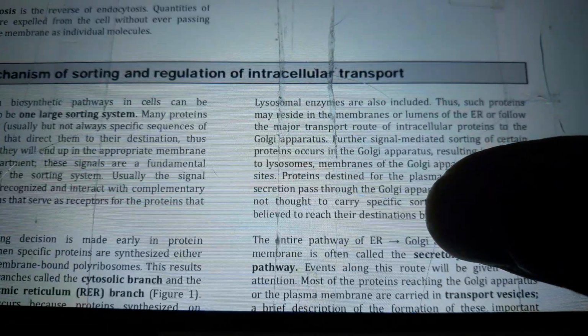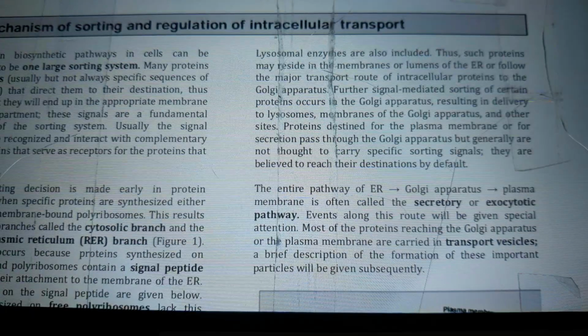Thus, each protein may reside in the membranes or lumens of the ER or follow the major transport route of intracellular proteins to the Golgi apparatus. Further signal-mediated sorting of certain proteins occurs in the Golgi apparatus, resulting in delivery to lysosomes, membranes of the Golgi apparatus, and other sites. Proteins destined for the plasma membrane or for secretion pass through the Golgi apparatus, but generally are not thought to carry specific sorting signals. They are believed to reach the destination by default.